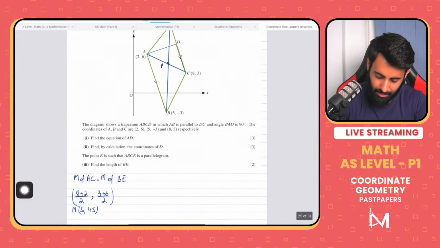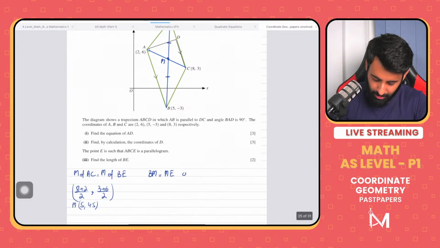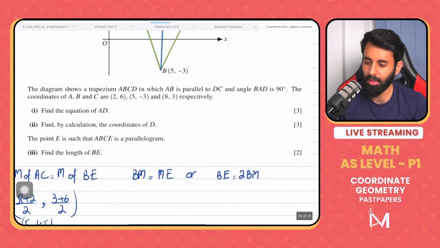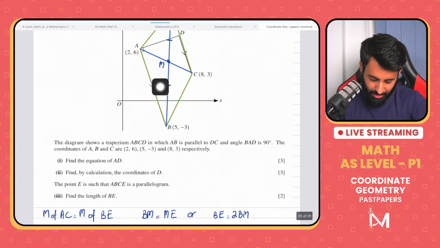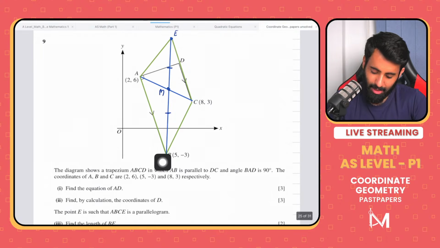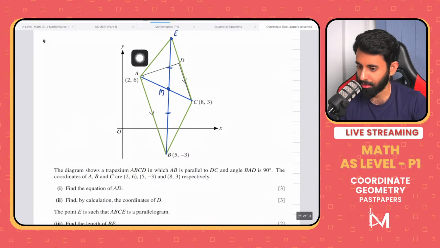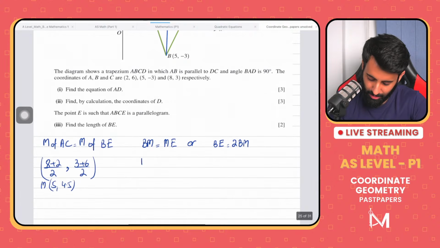Why? Because since M is the midpoint, the distance from B to M will be the same as the distance from M to E. Or you can use this statement and say that the distance from B to E will actually be twice the distance from B to M. So I'll repeat what I said. BM and ME will be the same distance, because M is the midpoint. That means if somehow we can find out the distance BM, all we have to do is double it to find out the distance BE. So that's what I'm going to do now. I will just find out the distance BM and then double it to find out the distance of BE.